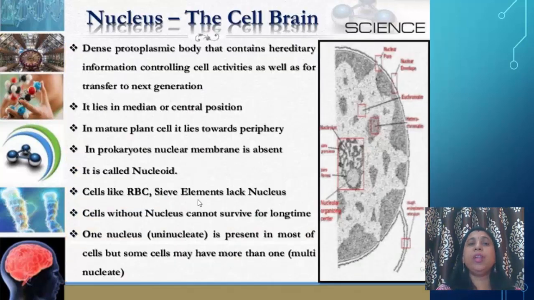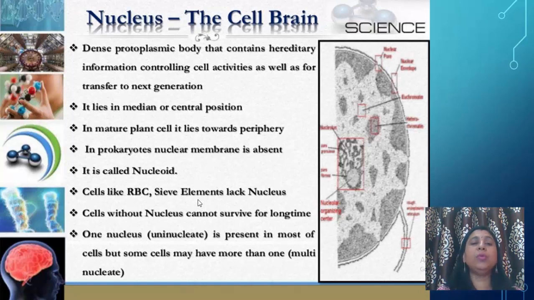Now nucleus. Nucleus is also known as the cell brain or the control center of the cell. Nucleus is generally present in the center of the cell. In a typical or generalized cell, it is at the center. But in a plant cell, as there is a big vacuole present, the nucleus is shifted to the periphery. The dense protoplasmic body that contains hereditary information controlling cell activities, as well as for transfer to the next generation, is known as nucleus. It lies in the median or central position. In mature plant cell, it lies towards the periphery.